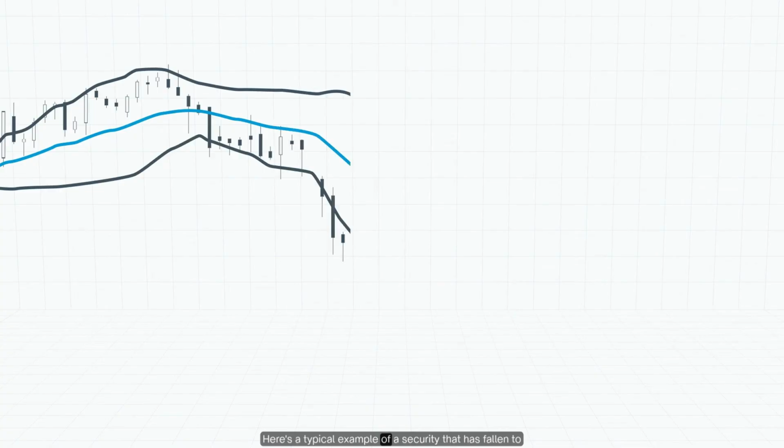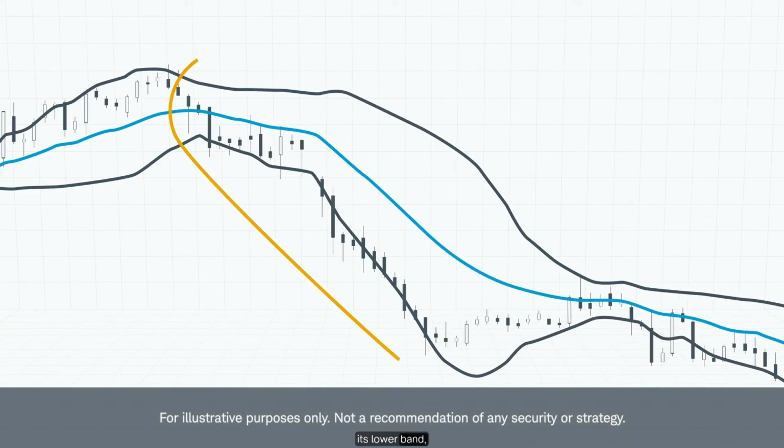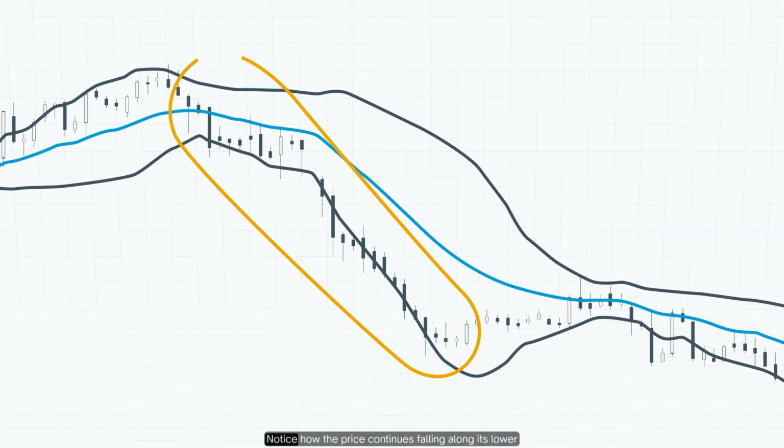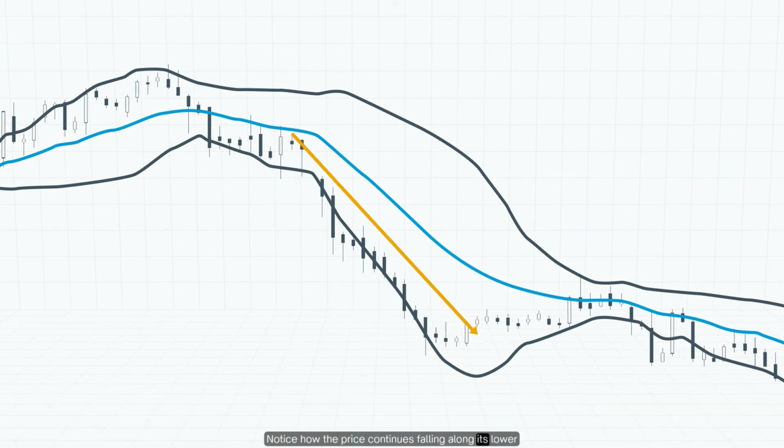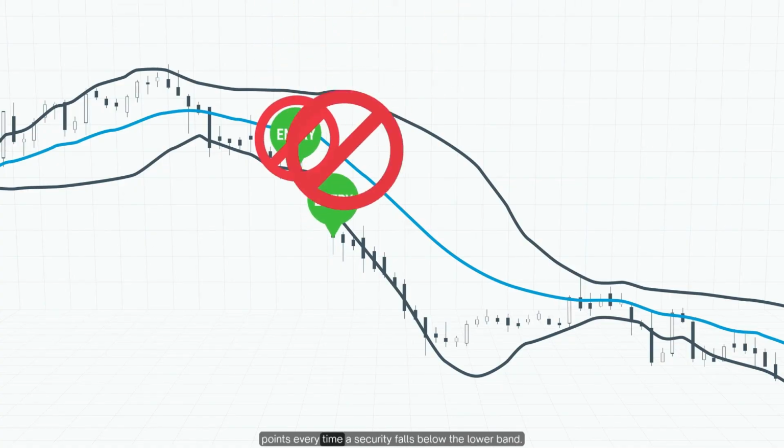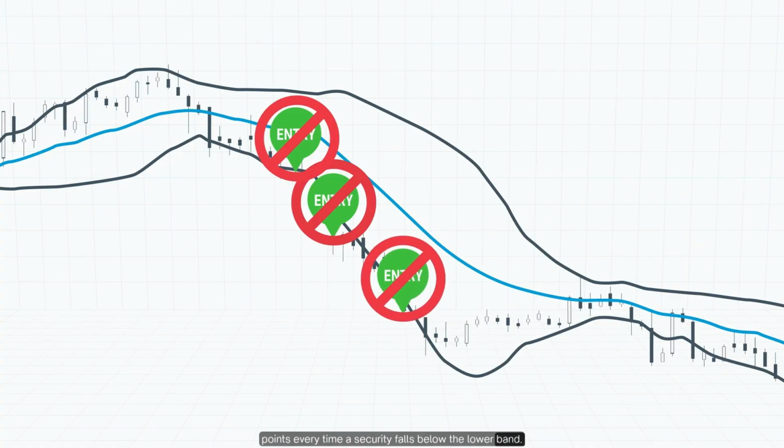Here's a typical example of a security that has fallen to its lower band, or 2 standard deviations away from its moving average. Notice how the price continues falling along its lower band before eventually returning to the moving average. A mean reversion can take a long time, and during that time, the price of a security can continue falling. That's why investors typically avoid taking entry points every time a security falls below the lower band.